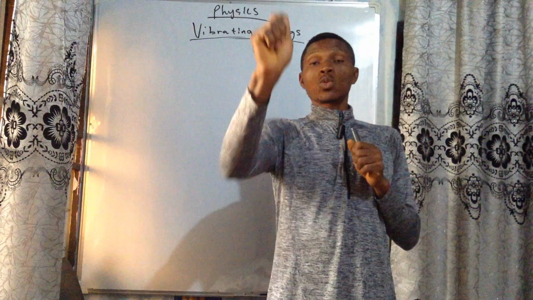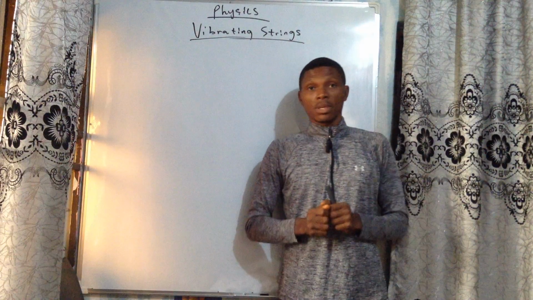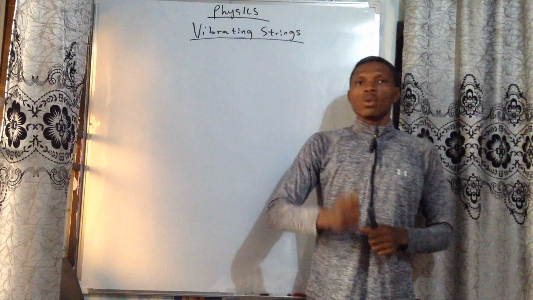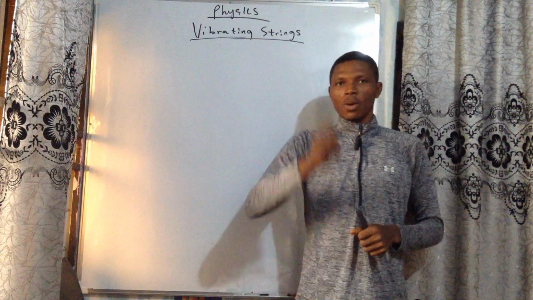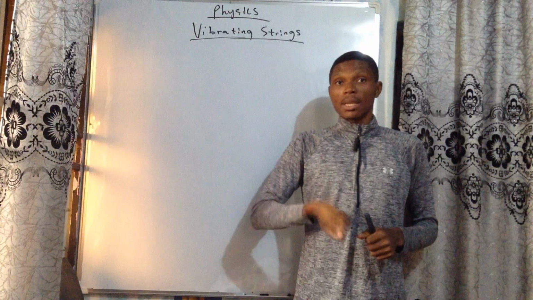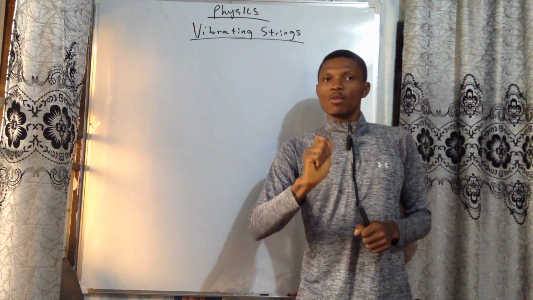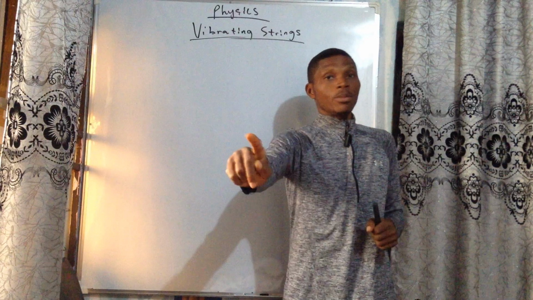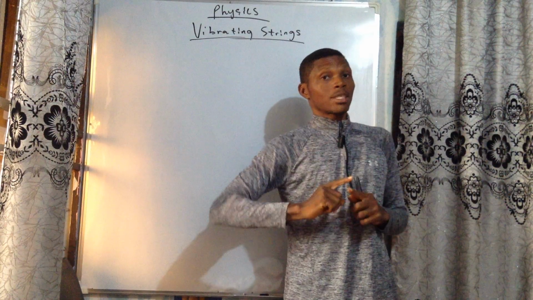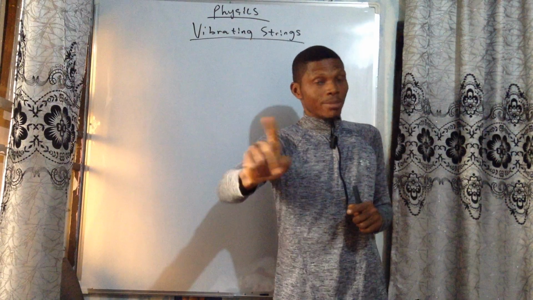You fix one end of the string and you are holding the other end of the string. Now, you are vibrating the other end, the one you are holding, up and down. You are vibrating it like this. As you are doing this, progressive waves will be forming on the string. You know, a string, like I defined, is a flexible object that can transport waves.